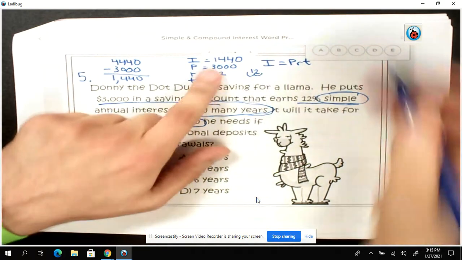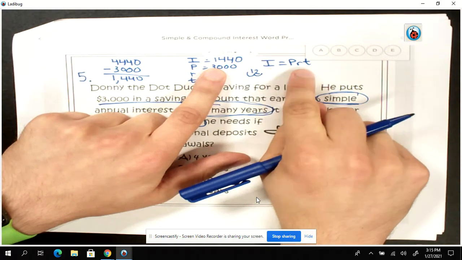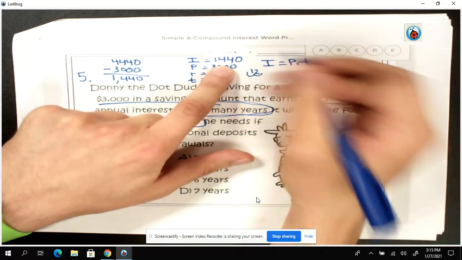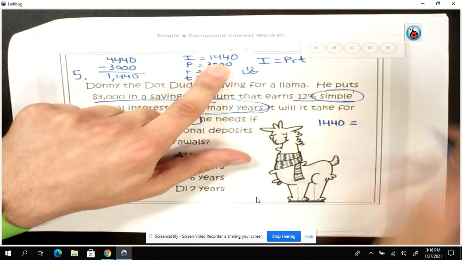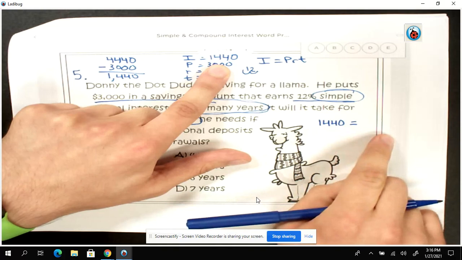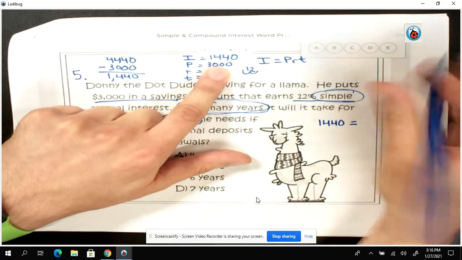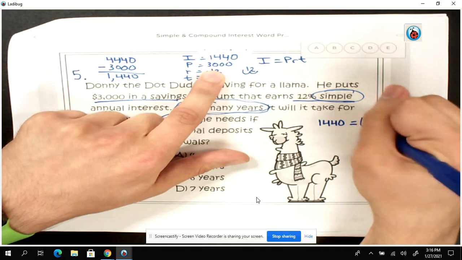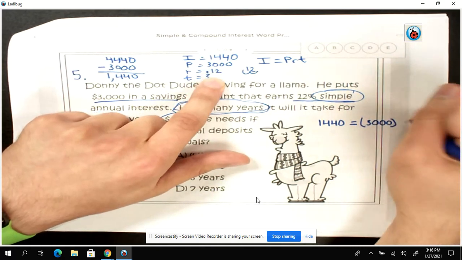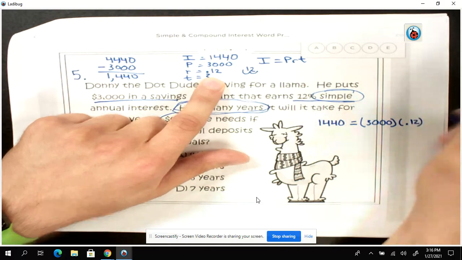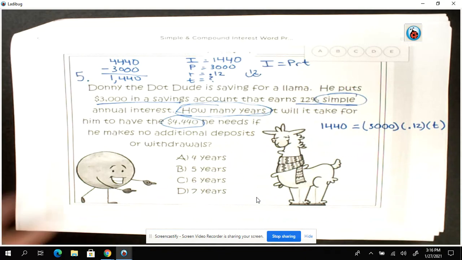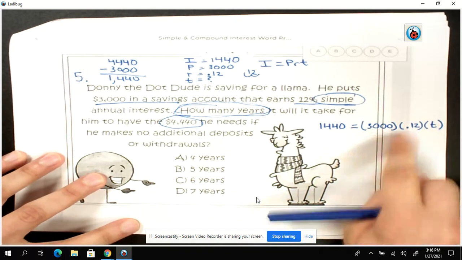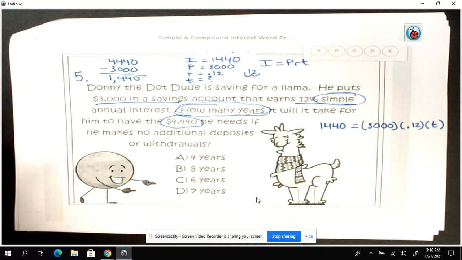Instead of writing I equals, we're filling in 1,440 for the I. So 1,440 equals the principal, which is 3,000, times the rate, which is 0.12, times the time, which we don't know, so we express it as the variable t. Since all three of these are multiplied together, we can multiply these two together. At this point, I'm just going to use my calculator. You guys should know how to use Desmos by now.